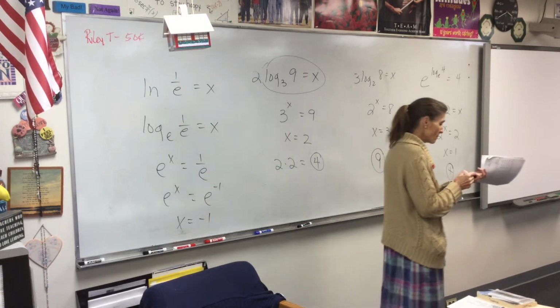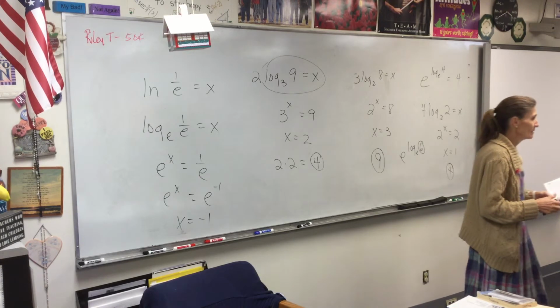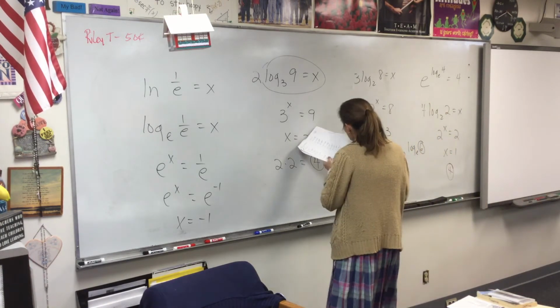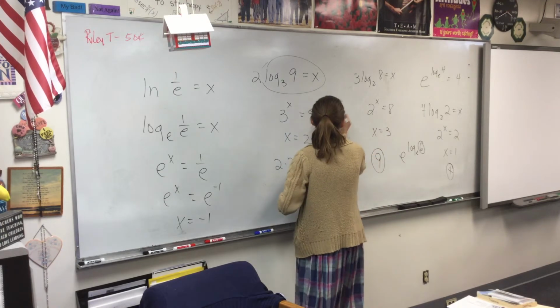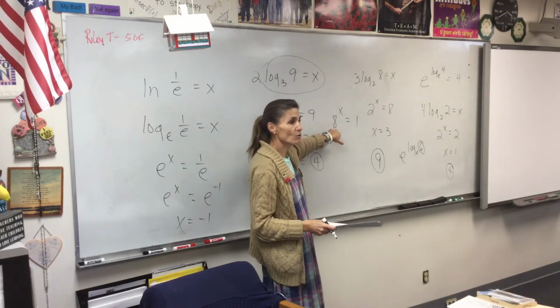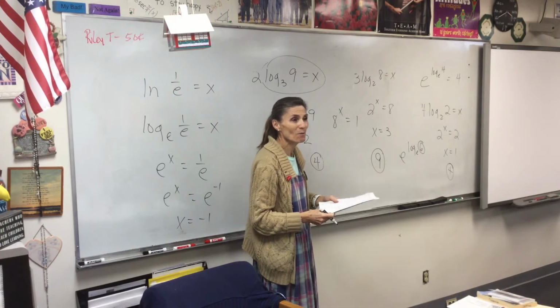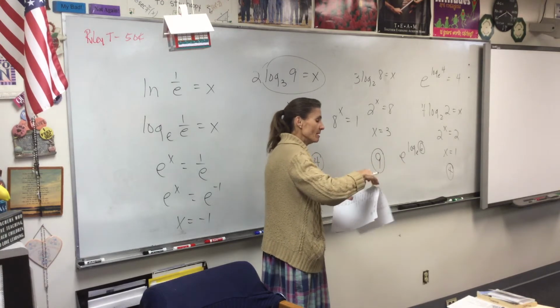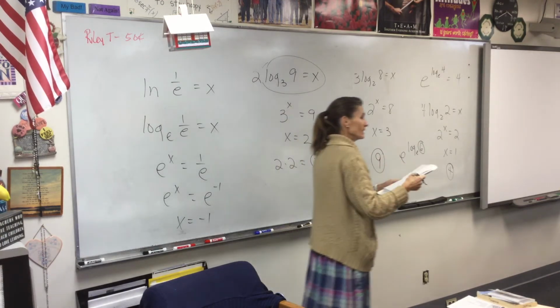Figure out 28 for me. It's kind of tricky. It's 0. Very good. Number 28 says 8 to the x equals 1. What power do you raise things to get 1? The 0. Very good. Now, get your calculators out.